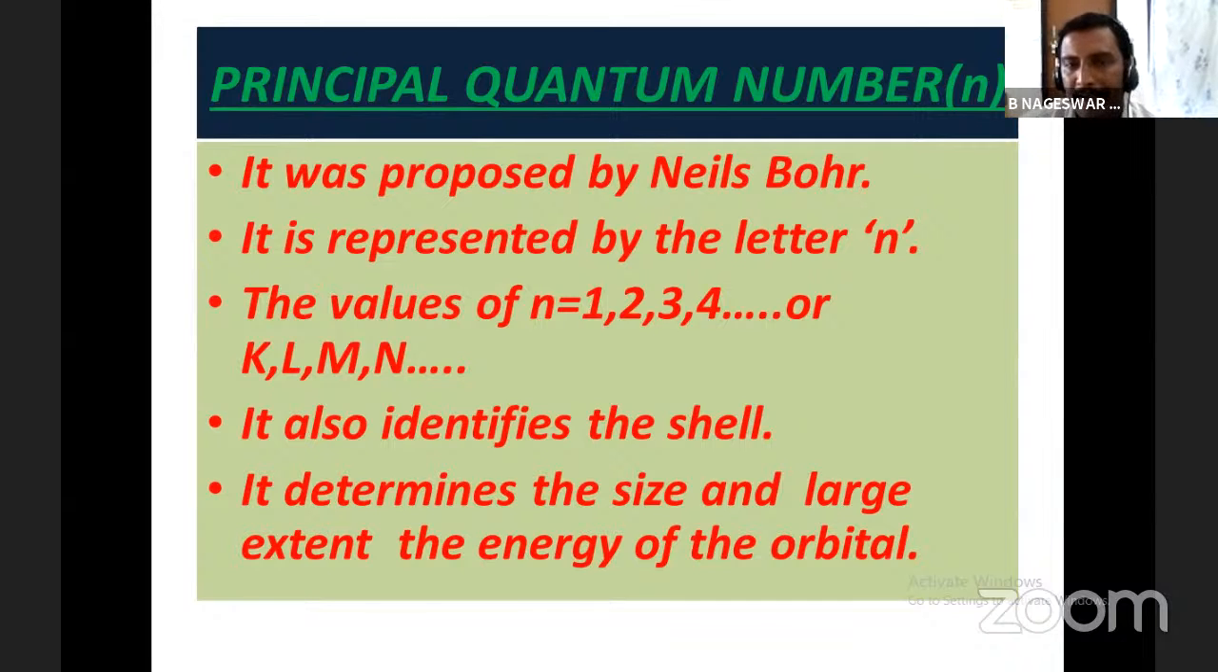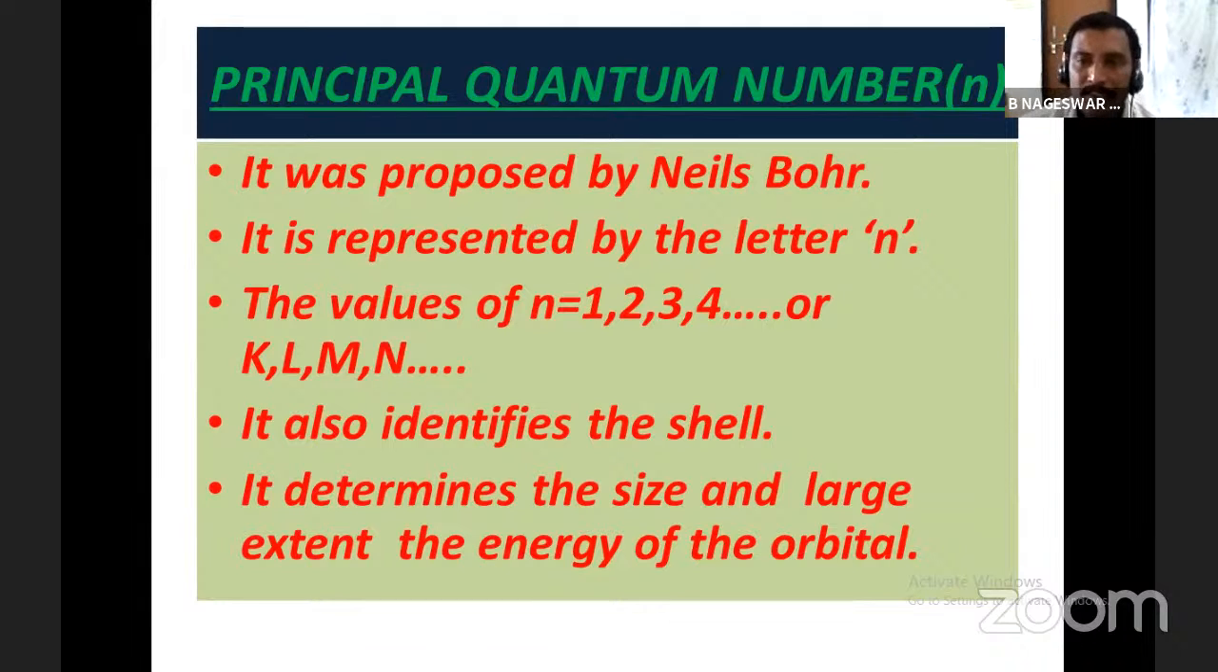was proposed by Niels Bohr. It can be represented with the letter n. How do we represent it, children? Principal quantum number we can represent with the letter small n. The values of n are 1, 2, 3, 4, otherwise K, L, M, N. That means these indicate, n indicates here orbit.